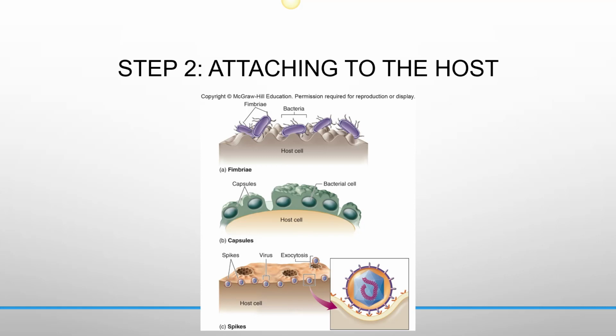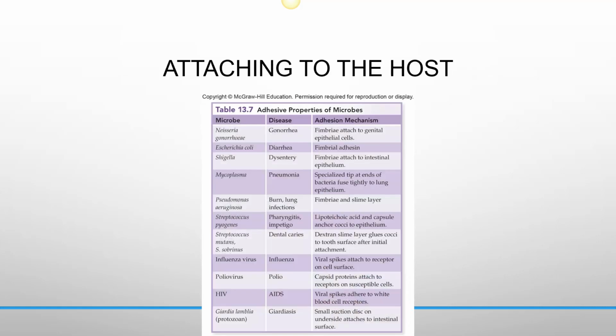But they have different mechanisms of sticking to you, and the most common are going to be fimbriae. We learned about those when we talked about bacteria, so those are the finger-like projections, kind of look like cilia, but these are more important for adherence. Capsules, those gel-like layers, that's how they can stick to you. And then viruses use spikes, which again we'll talk about once we get to viruses. This is a table of some common microorganisms and some of the ways that they adhere to your tissues.